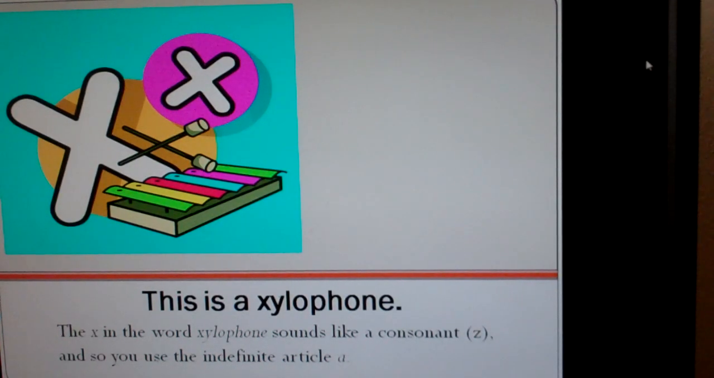This is a xylophone. The X in the word xylophone sounds like a consonant, Z. And so you use the indefinite article a.